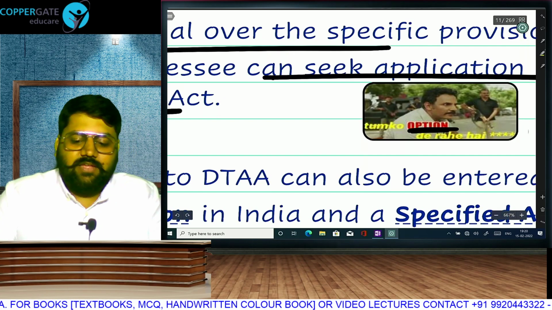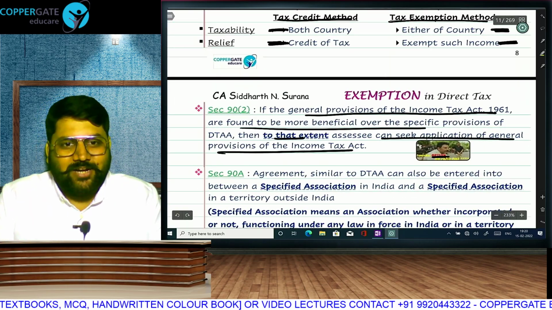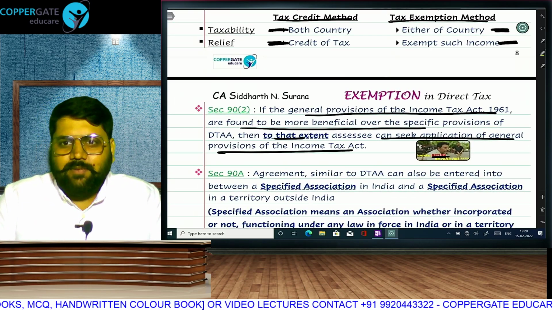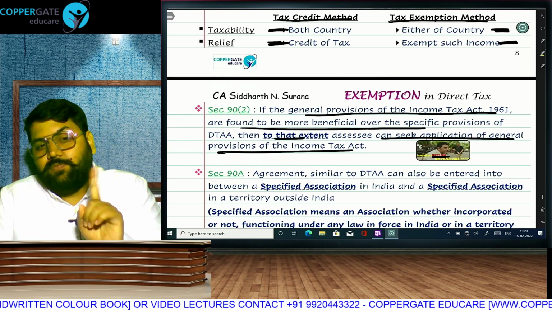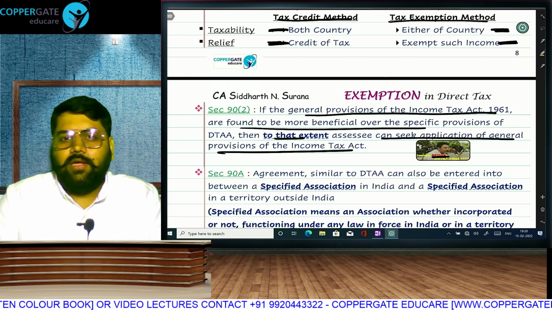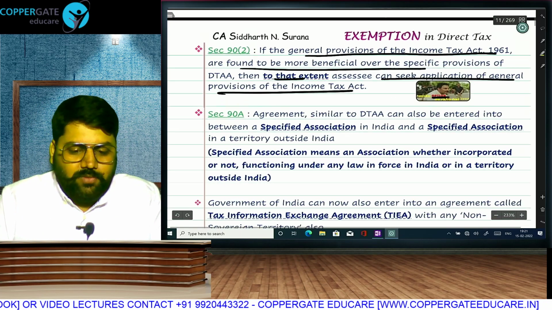So, he is basically giving you an option. The DTAA, just like your new regime, that was also an option. DTAA is going to be optional. DTAA is not going to be compulsory. So, if you find normal provisions beneficial, you can take normal provisions.